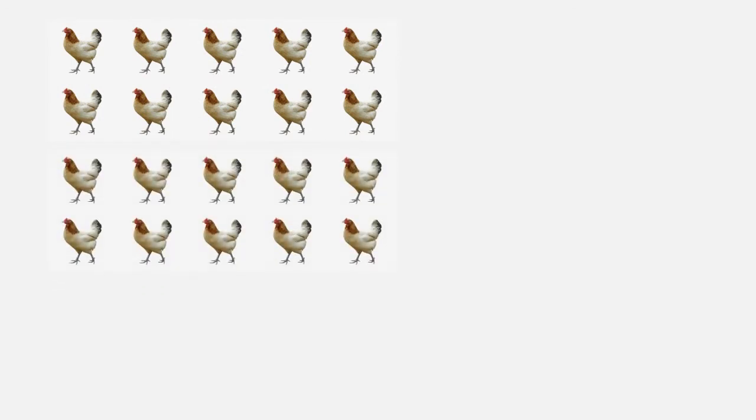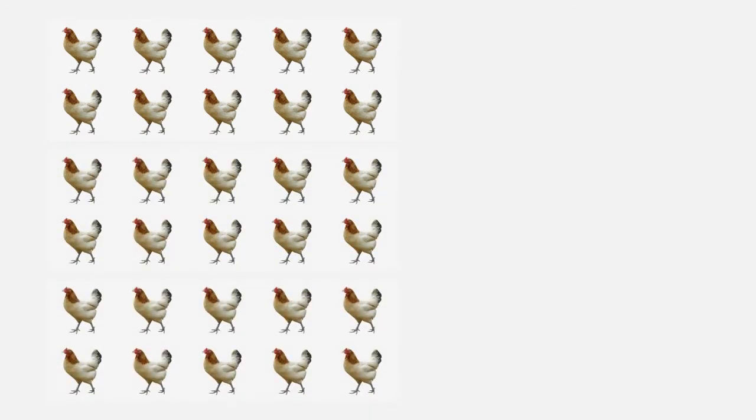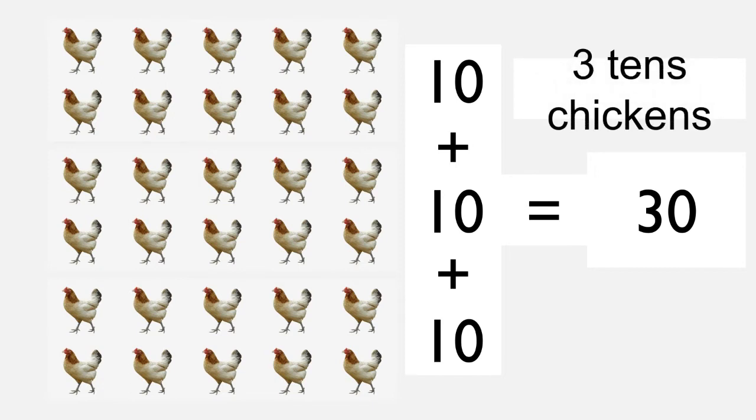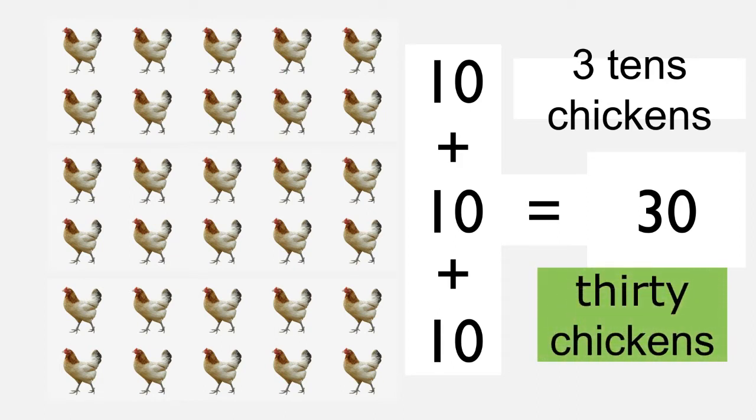Look, I have 1, 2, and 3. There are 3 groups of 10 chickens. 10 plus 10 plus 10. So, there are 30. 3 groups of 10 chickens means 30 chickens.